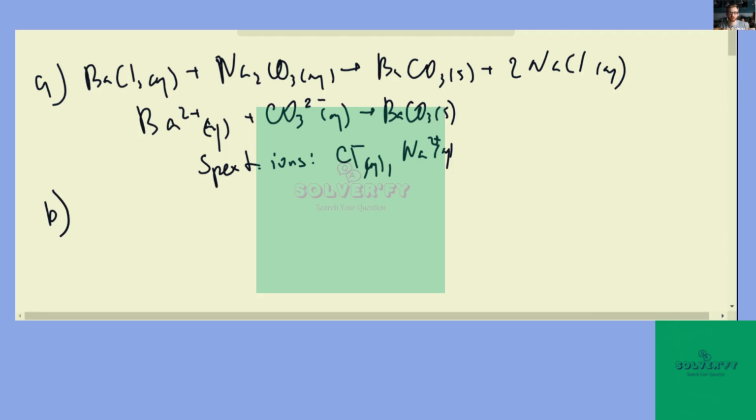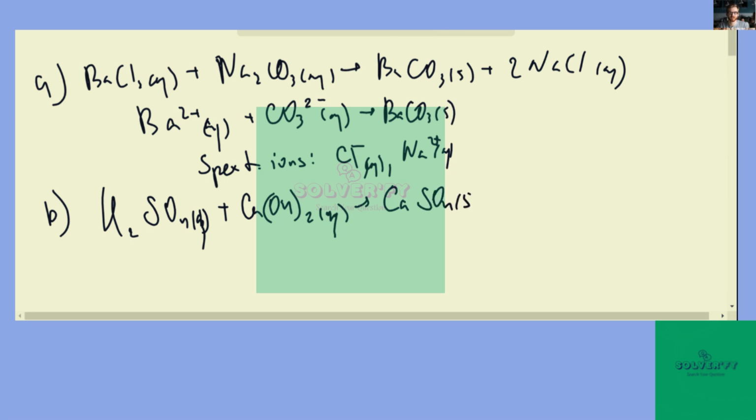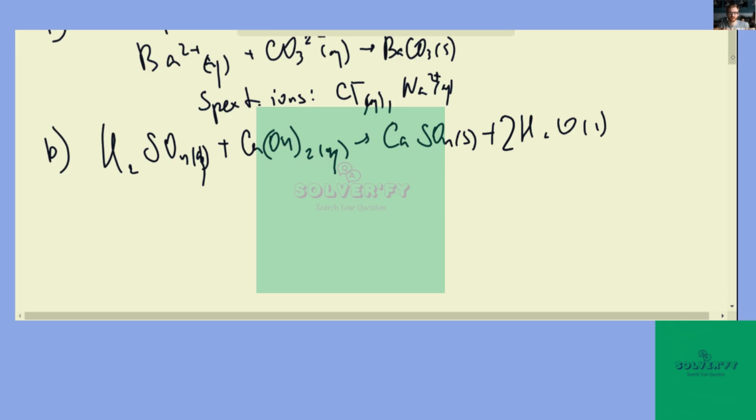And the next reaction is a reaction between sulfuric acid and calcium hydroxide. It forms solid calcium sulfate and water. So let's see if the reaction is balanced. Yes, the reaction is balanced. Now let's write down the net ionic equation.